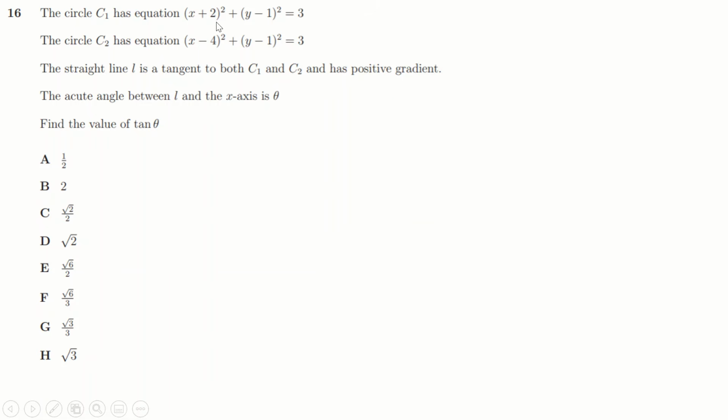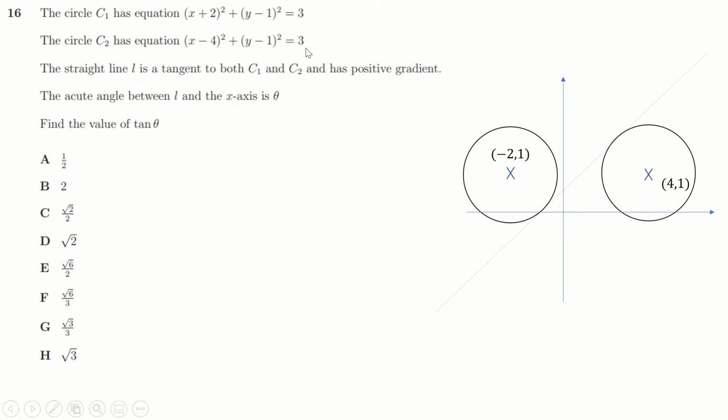Let's graph these first. So that's a circle, center minus 2, 1, radius root 3. So that's probably about there. Notice how I haven't had it touch this line because it's 2 away from the y-axis and only root 3 in radius. Root 3 is slightly less than 2, but it's only 1 away in this direction and root 3 is bigger than 1, so it looks pretty much exactly like this, I think. This one has center 4, 1, radius root 3, so that's over here somewhere.